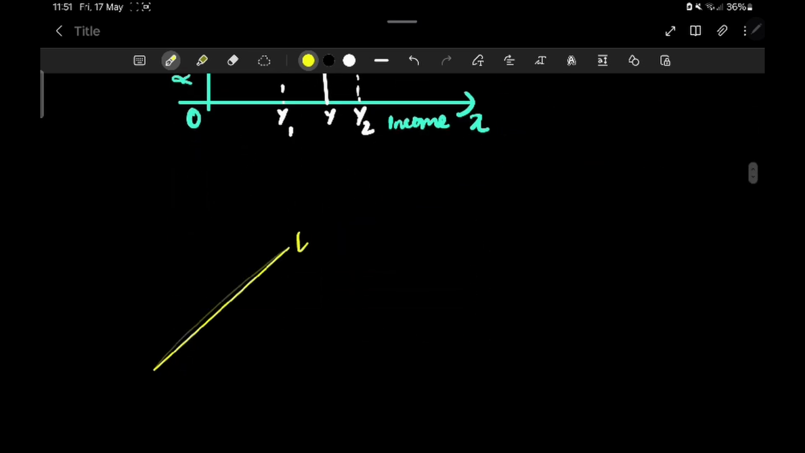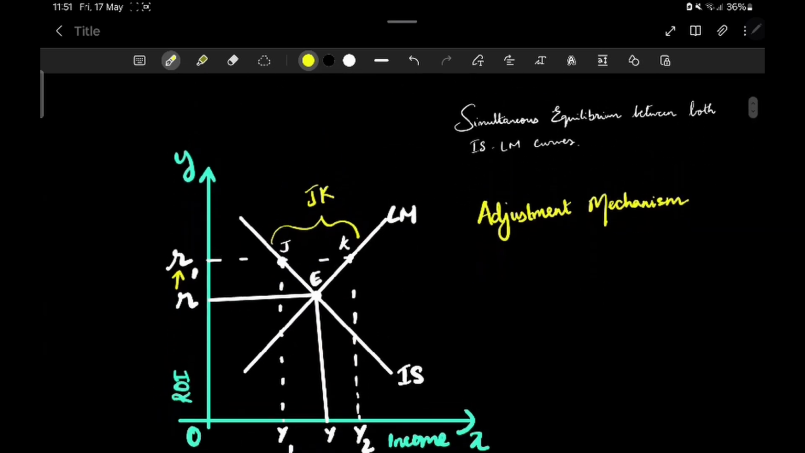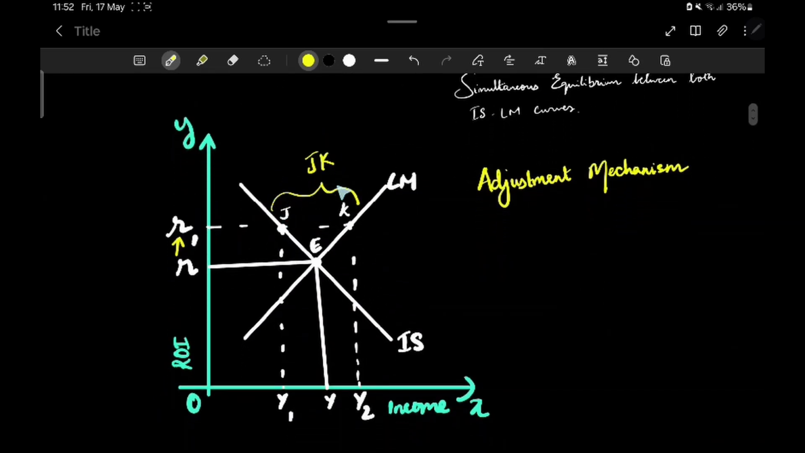So this is your LM curve. Any point above the LM curve would mean that your money supply is greater than your money demand. Any point below the LM curve would mean that your money demand is greater than your money supply. Got it? So you can see JK amount represents your excess supply of money. At this particular point your money supply is greater than your money demand.